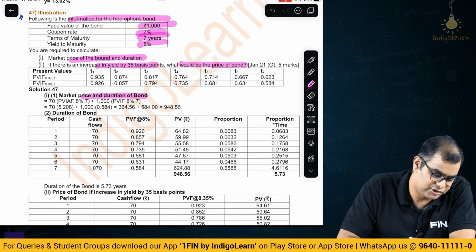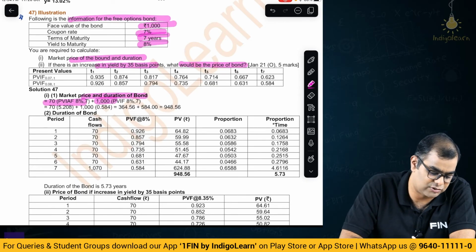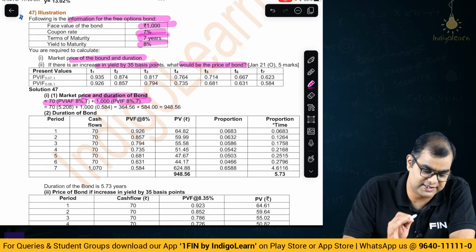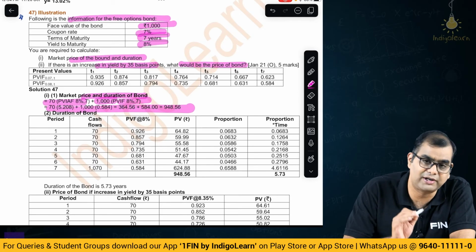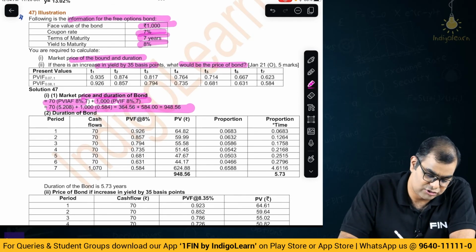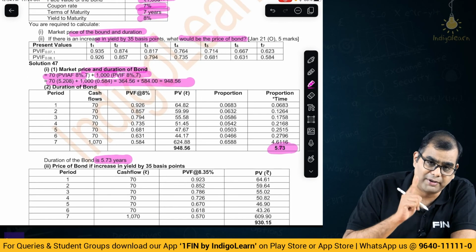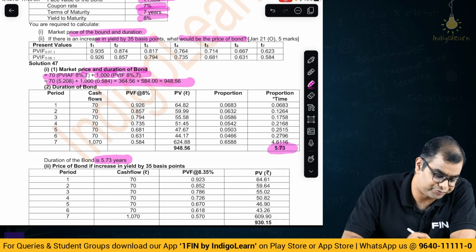Okay. Market price and duration. What is market price? Every year the coupon is 70 rupees. So, 70 into present value factor at 8% for 7 years plus 1000 into present value factor at 8% for the 7th year. You compute the summation of this, you get price as 948. Then you compute duration, present value of cash flow into time. So, you get 5.73. So, the duration of the bond is 5.73. This is Macaulay duration. This is not modified duration.